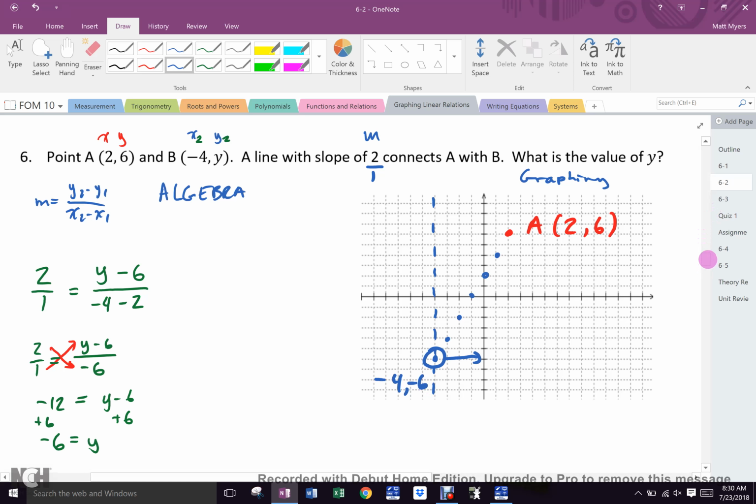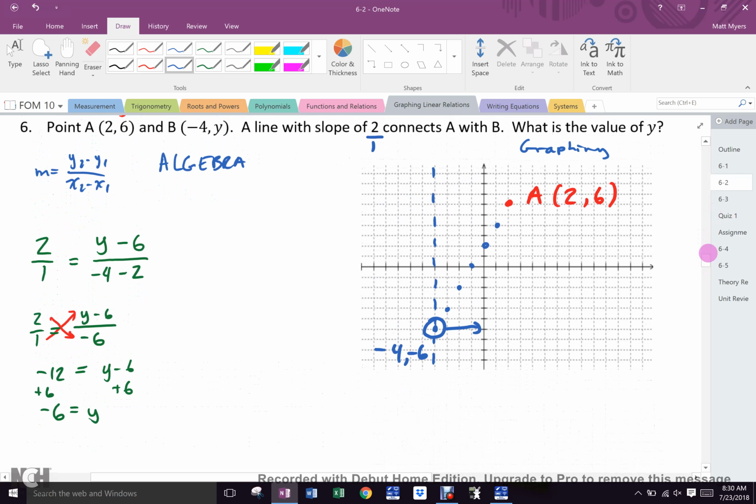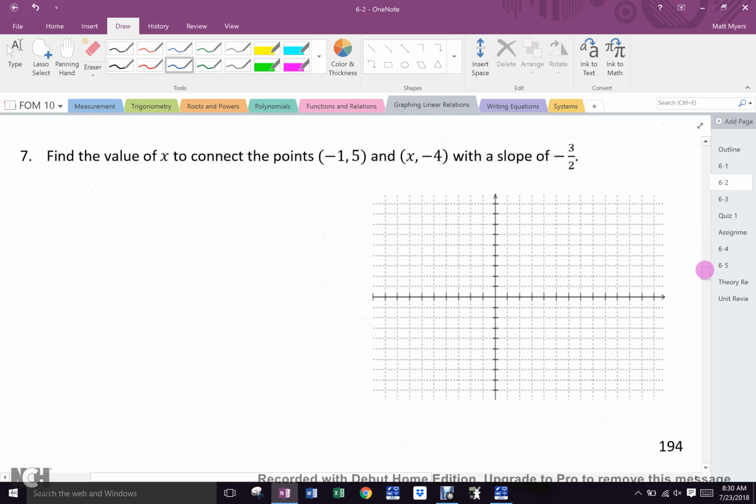Okay, let's move on to a slightly more difficult one. Now, remember, even though the numbers change, does the math change? So there is no reason to look at the next question and panic. Let's look at the next question. What do I know about this situation? I know I have an X and a Y, and I have an M. That's all I need, yes?